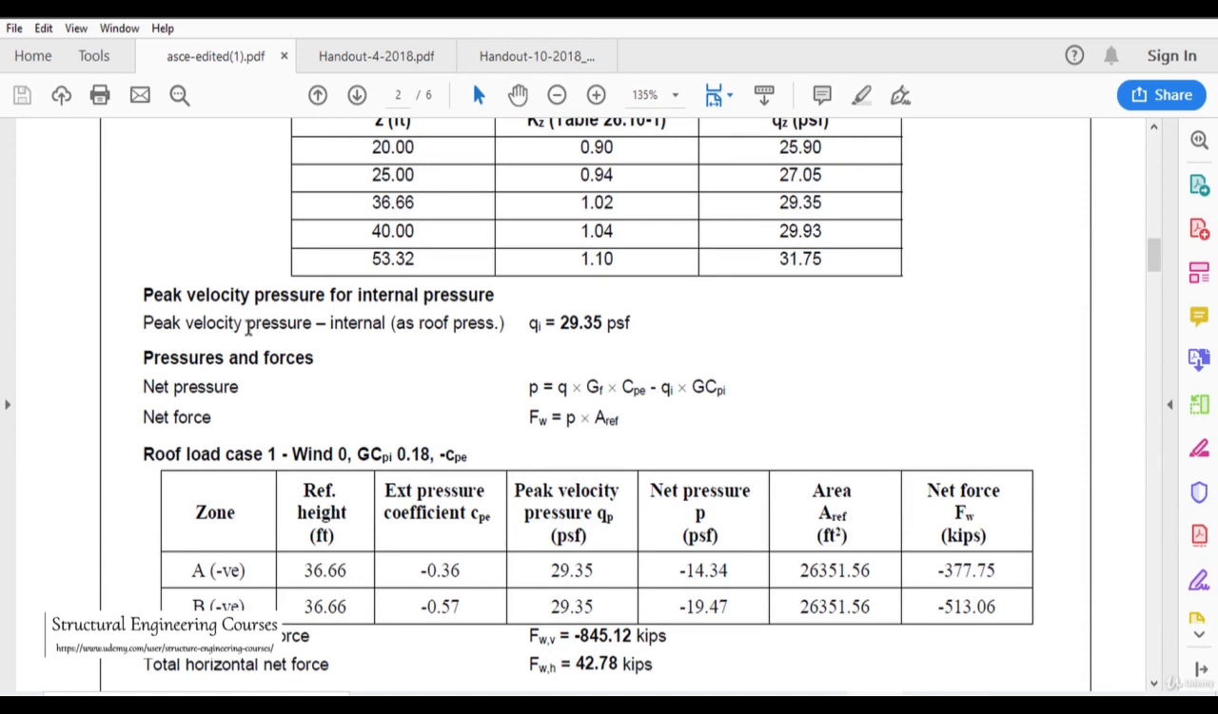So peak velocity pressure internal can be calculated as 29.35 PSF, and net pressure, that is Q into GF into CPE minus QI into G into CPI.